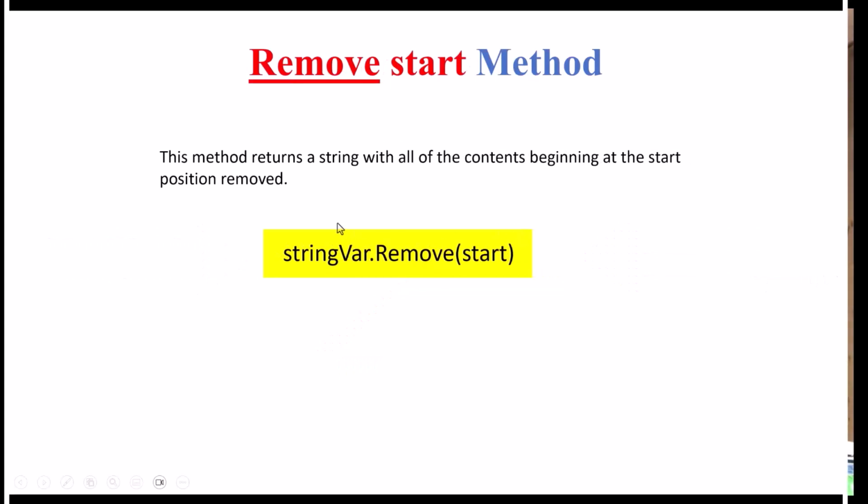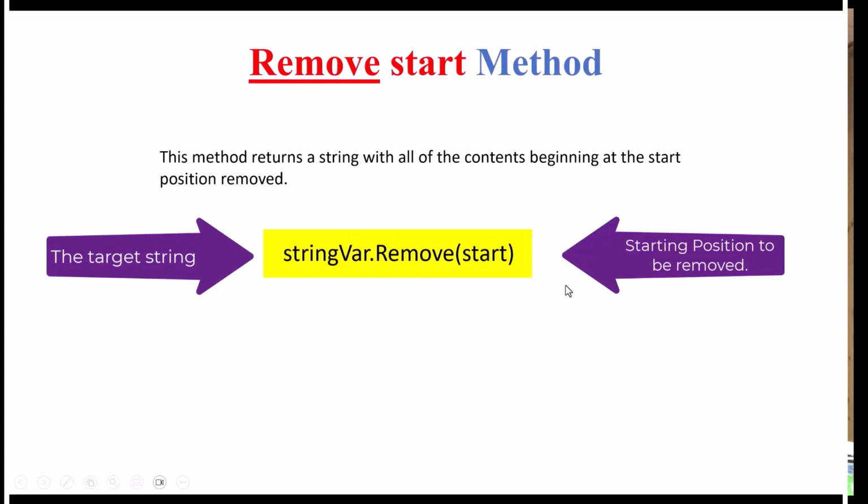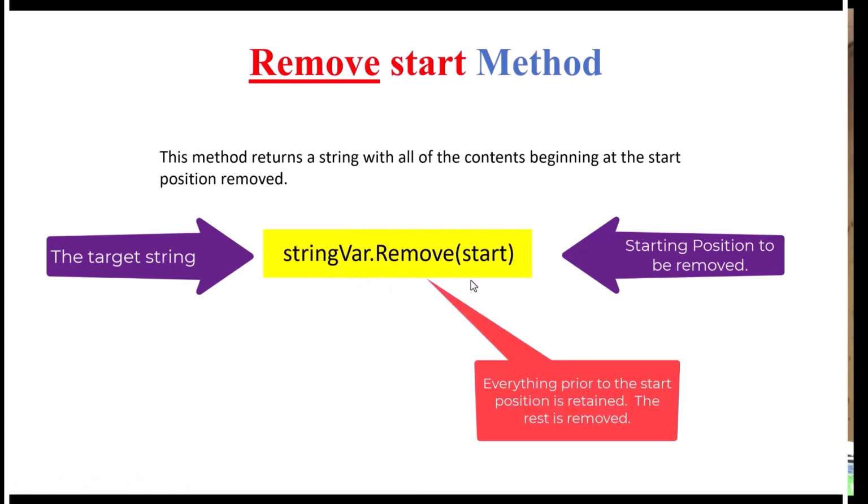You can also remove data from a string. This method returns a string with all the contents beginning at the starting position removed. So we're looking at string var remove start. I've got a set of names again, and I would like to remove everything after the 10th position. So what's going to happen is it's going to return 0 through 9 into my new variable. Anything trailing that is going to be gone. It's just going to be wiped out. So that's one way of getting rid of that kind of stuff.